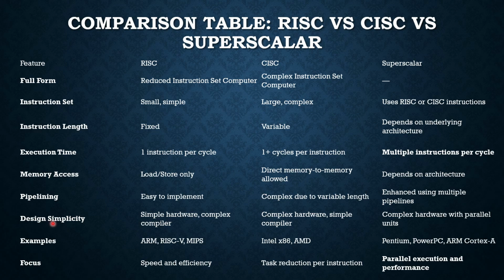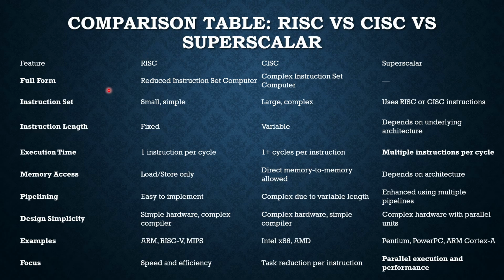Coming to the design simplicity, the design in RISC is simple hardware, complex compiler, while in the case of CISC, it is complex hardware and simple compiler. In the case of superscalar, it is complex hardware with parallel units. And examples are, as we discussed, in the case of RISC, RISC-V and MIPS. In the case of CISC, Intel x86 and AMD. And in the case of superscalar, Pentium, PowerPC, ARM Cortex-A.